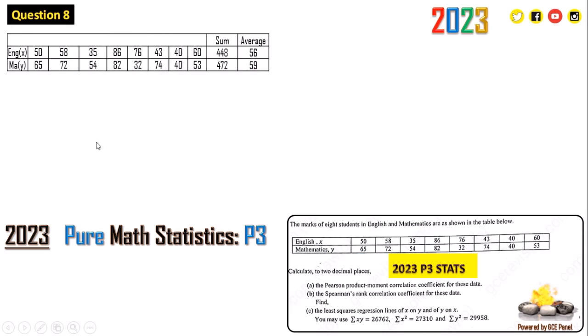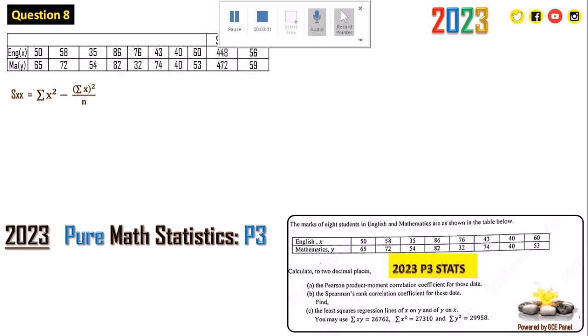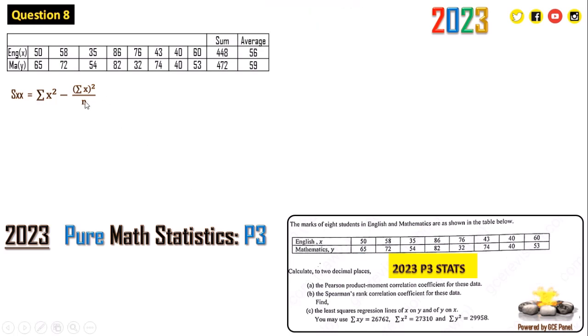Okay, so these are the scores for the English and Math, English X, Math Y. To find the Pearson product moment correlation coefficient, there are 2 or 3 formulae. So let's look at this one. Let's first find SXX. SXX is the variance for X. We have summation X squared minus summation X, all of that squared on N.